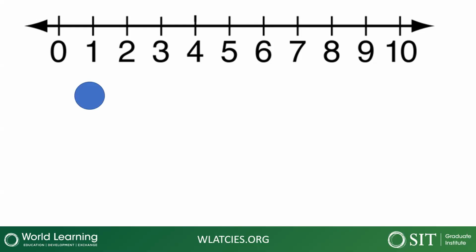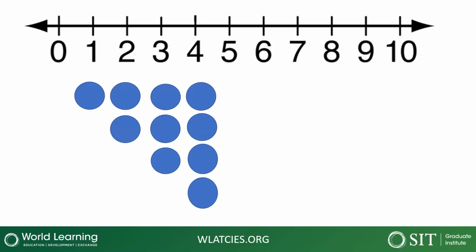So for example, we have counters. So this is 1 counter, this is 2, 3, 4. And you'll also see that the distance between the numbers remains constant. That allows children to see that between 1 and 2 and between 2 and 3, the distances are equal. So you can go from 1 to 2, that's 1 unit, 2 to 3, that's 1 unit.